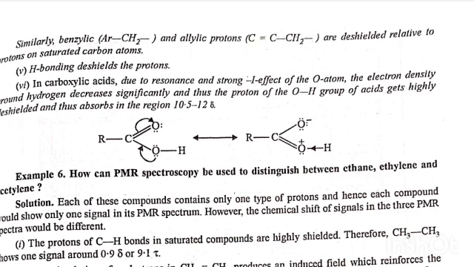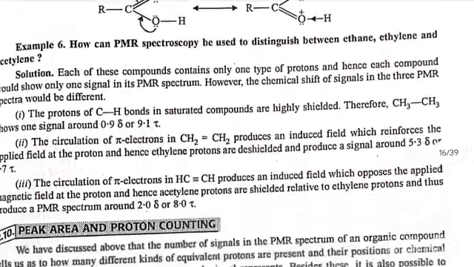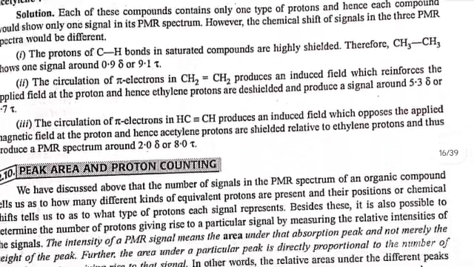In carboxylic acid, due to resonance and strong -I effect of the oxygen atoms, the electron density around hydrogen decreases significantly, and thus the proton of the oxygen-hydrogen group of acids gets highly de-shielded and absorbs in the region 10.5 to 12 delta.